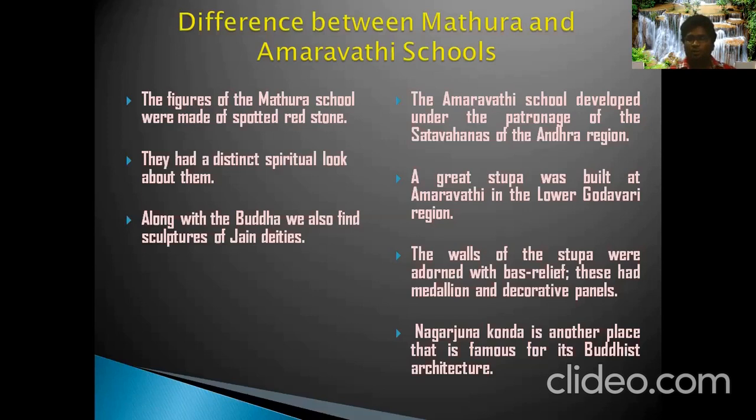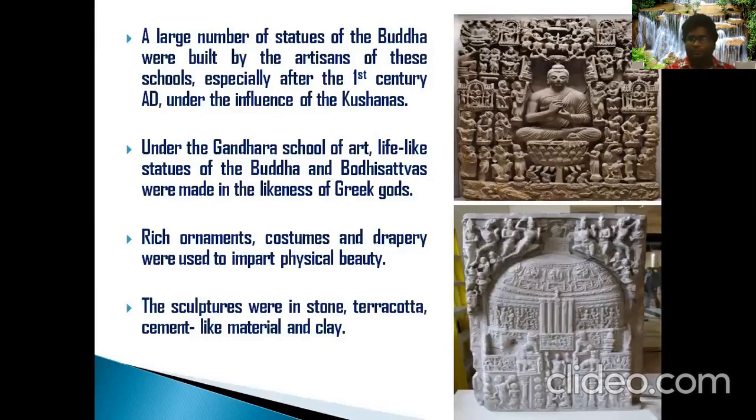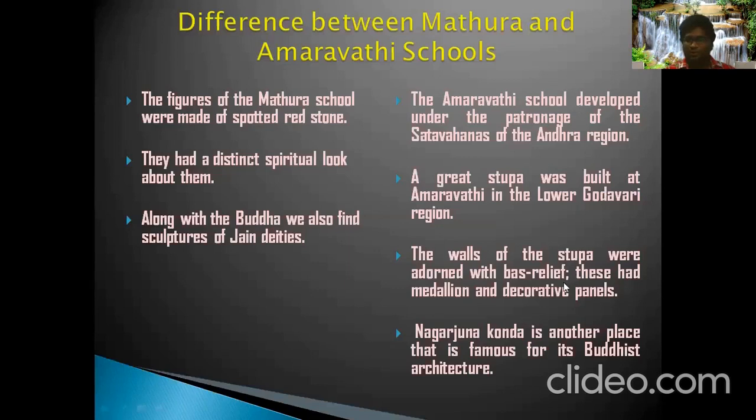The walls of the stupa were adorned with bas relief. These had medallions and decorative panels. If you take a picture, the upper part can be made by anybody, but the lower part, this bas relief, has a different look. What is the different look? They have a medallion on that bas relief, and you also find some decorative panels. This is the style of the Amravati school.